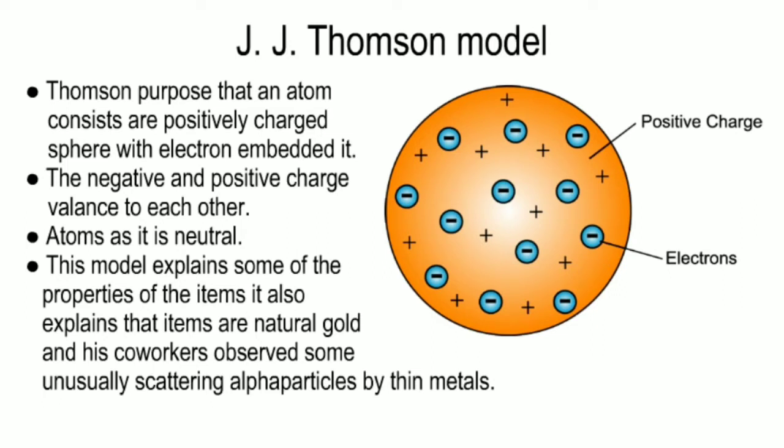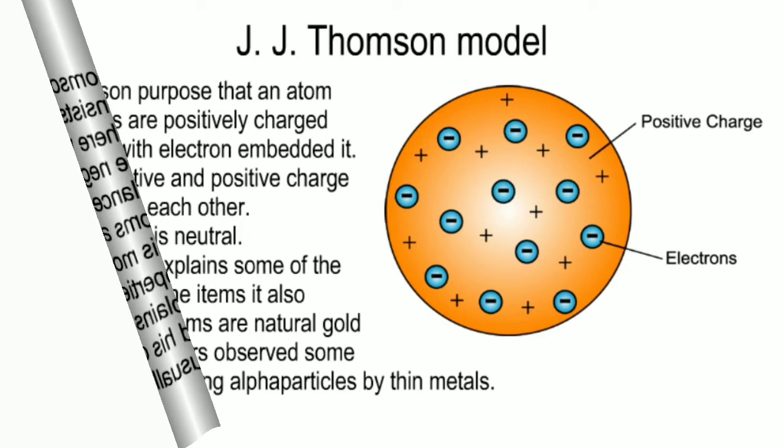J. J. Thomson model. Thomson proposed that an atom consists of a positively charged sphere with electrons embedded in it. The negative and positive charges balance each other, so the atom is neutral. This model explains some of the properties of atoms. It also explains that atoms are neutral. Rutherford and his coworkers observed unusual scattering of alpha particles by thin metal foils.